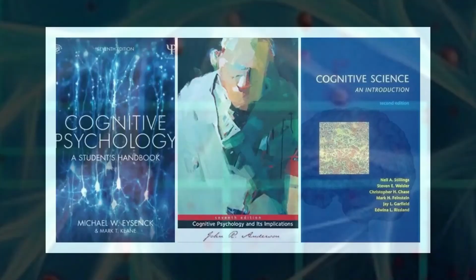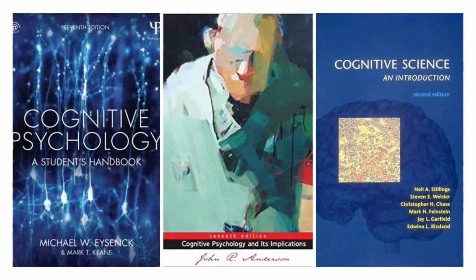The first is Cognitive Psychology, a Student's Handbook. The second is Cognitive Psychology and its Implications. And the third is An Introduction to Cognitive Science.